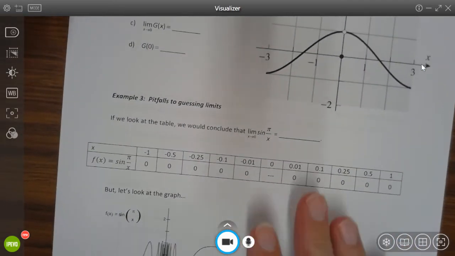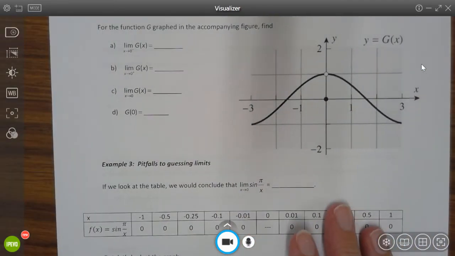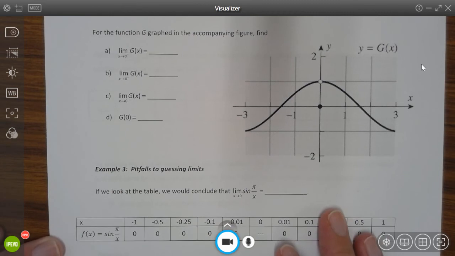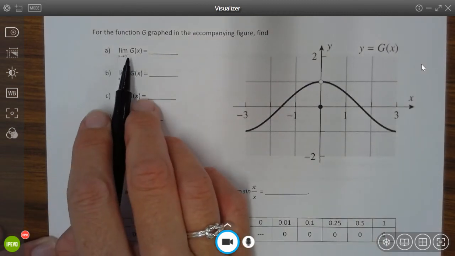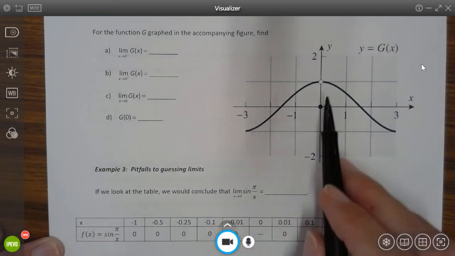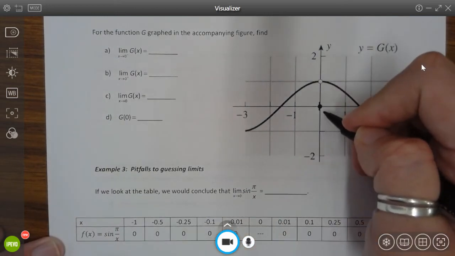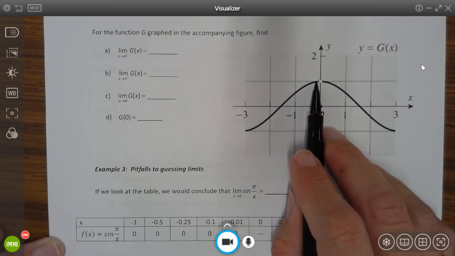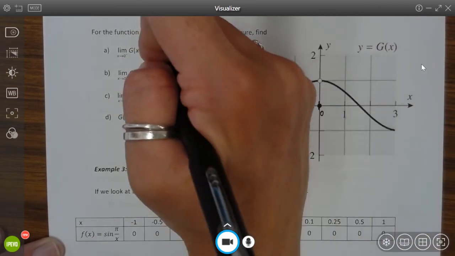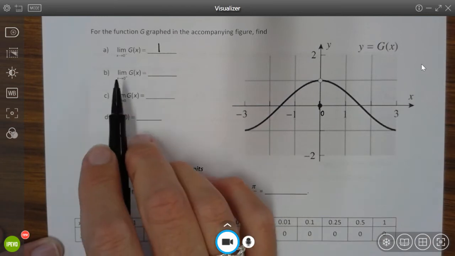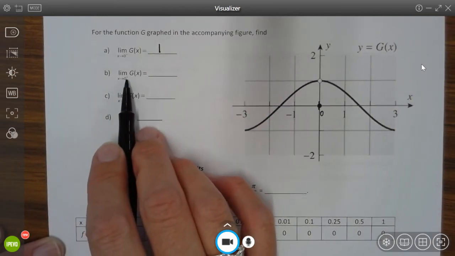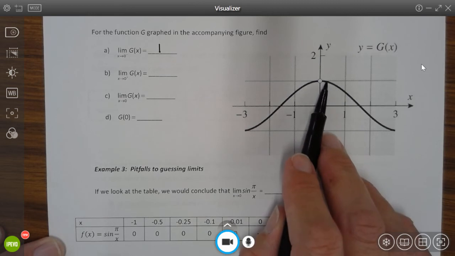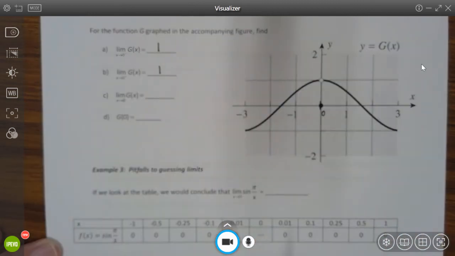So let's take a look at one more graphical example, and then we'll go into some special cases. For the function g graphed in the figure, we want to find the limit as x is approaching 0 from the left of g of x. So here's my x value of 0 right here, and I want to know what's happening as it's approaching from the left. From the left, my y value is 1. Then I want to know what's happening from the right, this little plus. As I'm getting closer to x, the y value is also approaching 1.